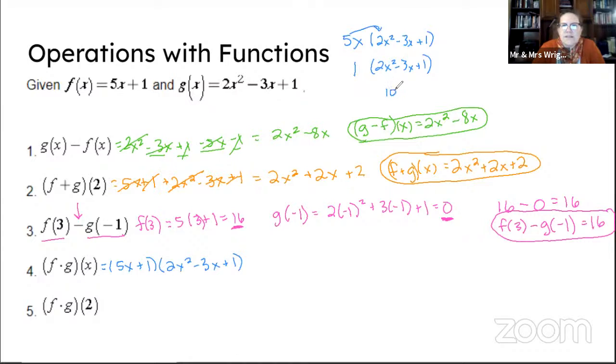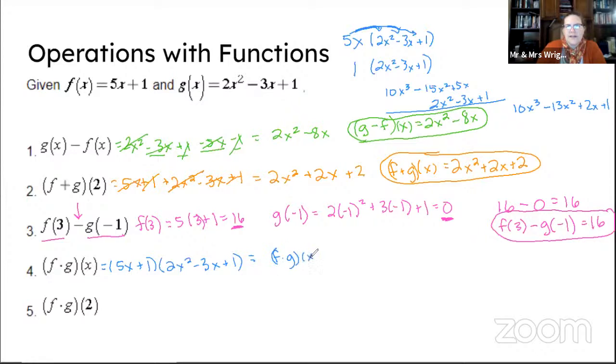5 times 2x squared is what? 10x cubed. 5 times negative 3x is going to be negative 15x squared. And 5x times 1 is going to be 5x. Well, this is easy with 1. 1 times everything is just going to be the exact same thing. So I'm just going to rewrite this here: 2x squared, minus 3x, and plus 1. When we add these together, it's 10x cubed, and negative 15x squared and positive 2x squared become negative 13x squared. Then a positive 2x and a plus 1. So f times g of x is 10x cubed minus 13x squared plus 2x plus 1.